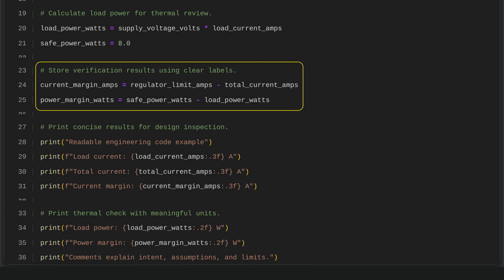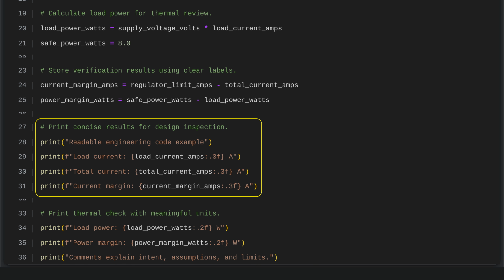Calculate the remaining safety margins for both current and power. The current margin is the regulator limit minus the total current, showing how much capacity is left before the regulator reaches its maximum. The power margin is the safe power limit minus the load power, showing how much additional power can be handled without exceeding thermal limits. Clear labels make these results easier to interpret and check.